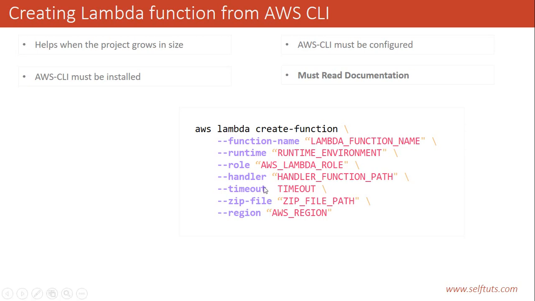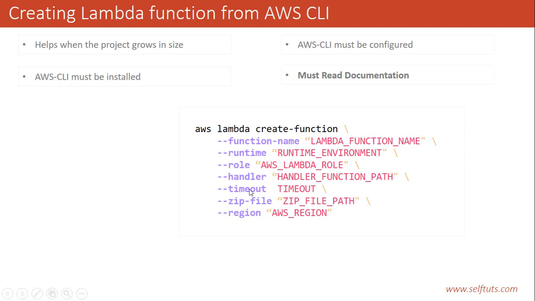Then we need to provide the timeout. This is a configuration for the Lambda function: if within this much amount of time the response is not given from the Lambda function, then please call for the timeout or abort the function. Suppose we have provided a timeout of 5 seconds. If within 5 seconds the Lambda function doesn't give us a response, then please abort that Lambda function.